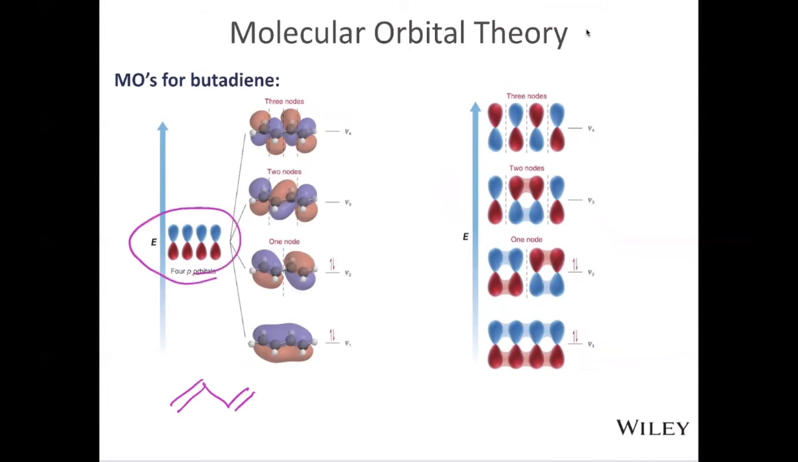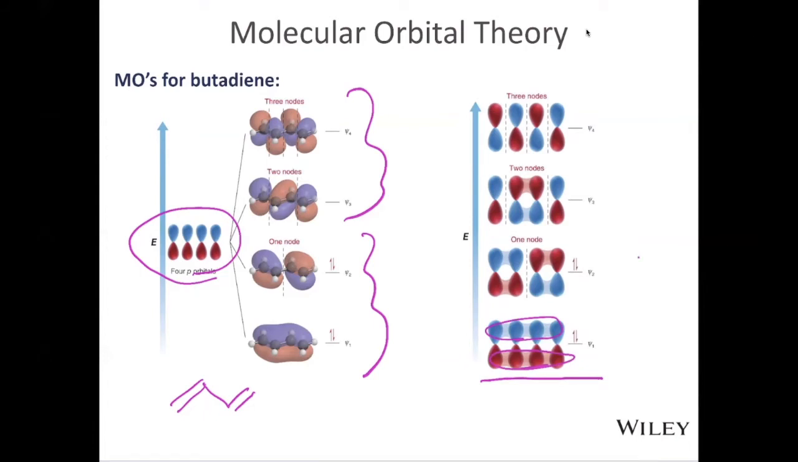So if 4 atomic p orbitals come together, we have 4 new molecular orbitals. 2 are going to be bonding and 2 are going to be anti-bonding. And so in the situation with the lowest energy, we have all positive at the top, all negative at the bottom. So this is in phase and constructive in terms of the arrangement of our orbitals.